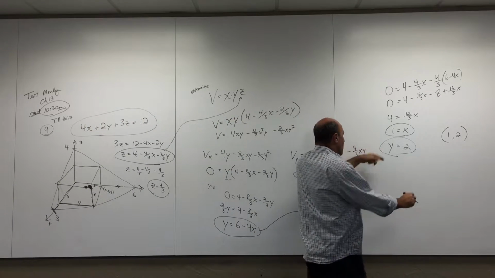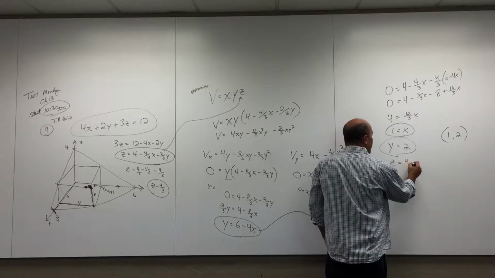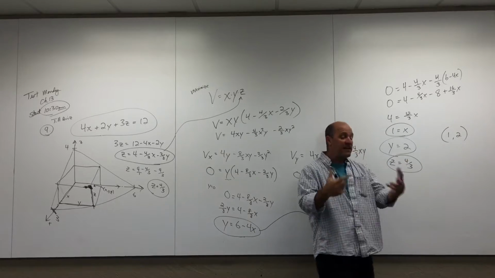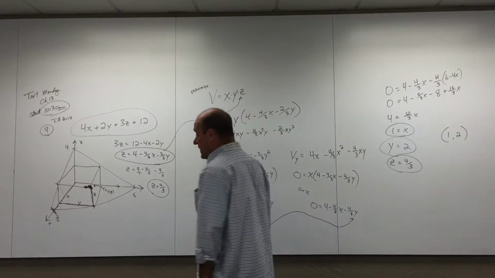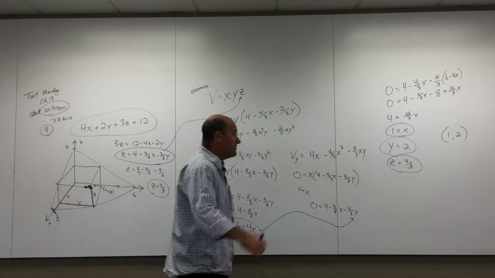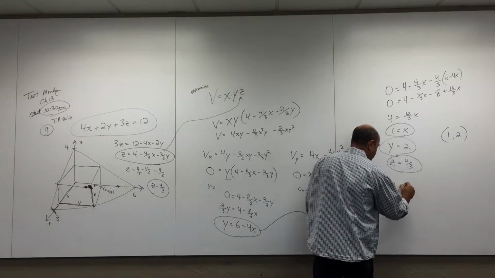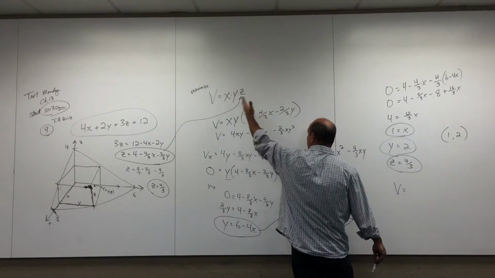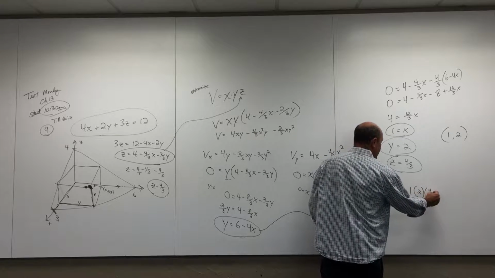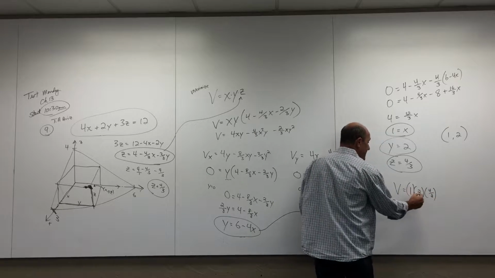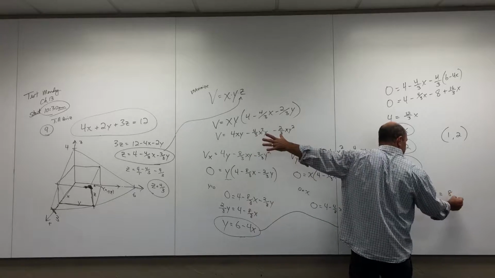So your x is 1, your y is 2, your z is 4/3. That's awesome. If they wanted the dimensions of the box, we got the dimensions of the box. If they wanted the volume, it's x times y times z, right? X times y times z. The volume of this box is 8/3.